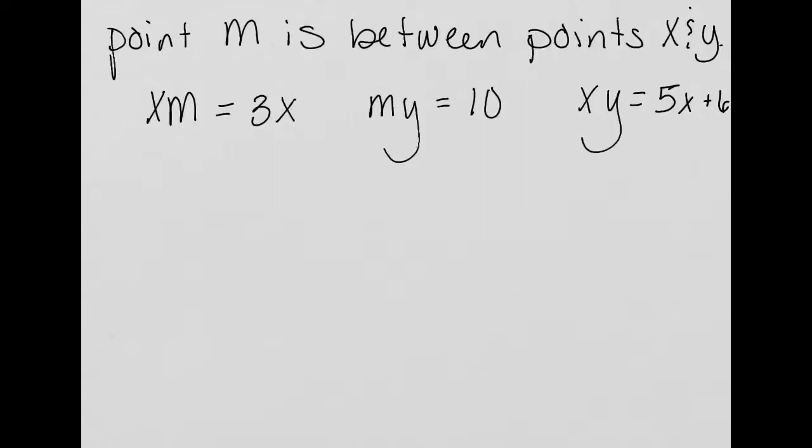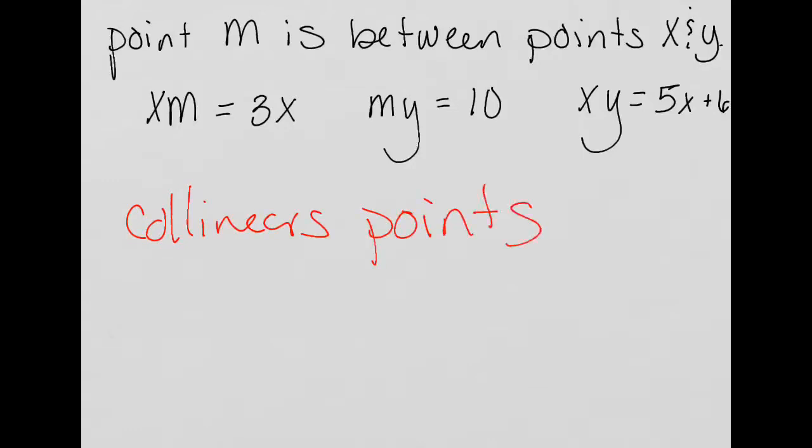Sometimes you're given a picture, sometimes you're given a statement, and in this problem we're given a statement, which then we need to build a picture off of. Once we have a picture, it will be like the problems that have a picture. So it says point M is between points X and Y. And sometimes they'll say point M, X, and Y are collinear. And all that means is collinear points literally mean points that are on the same line.